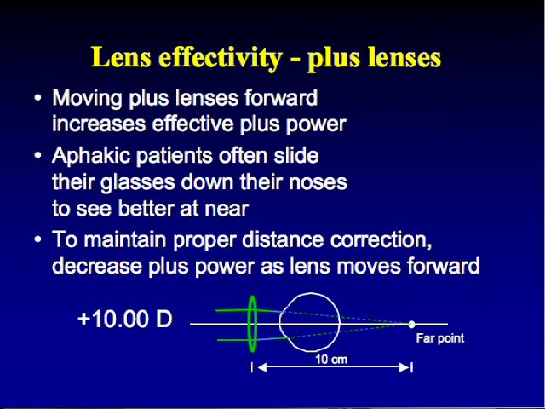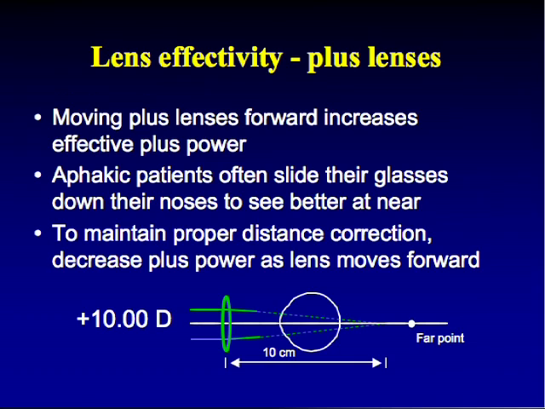Let's look at an example of that. Here we have a patient with a plus 10 lens. So this is properly corrected. We know that the far point of the eye must be 1/10 diopters, or 0.1 meters, or 10 centimeters away from the lens. So there's the far point. But now if we push that lens forward away from the eye, the focal point's going to move forward too. So now the refractive error is not corrected anymore.